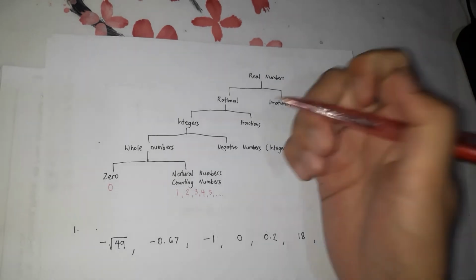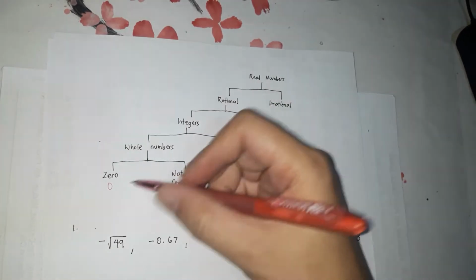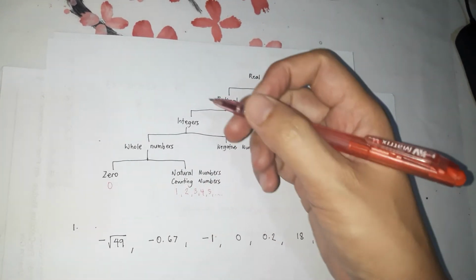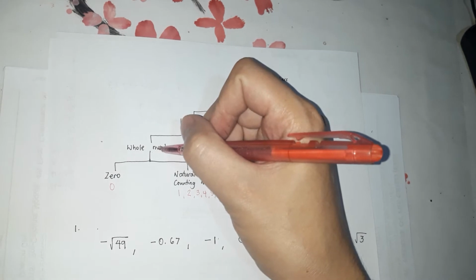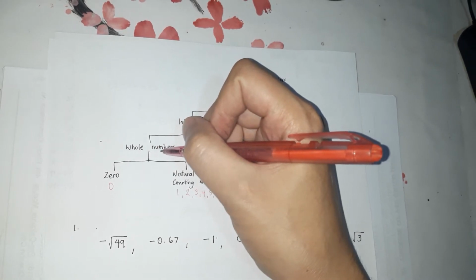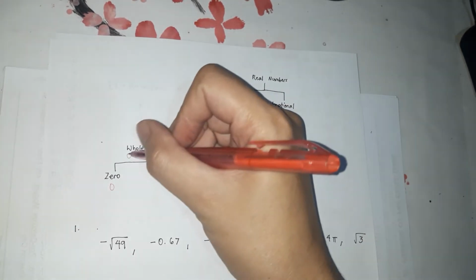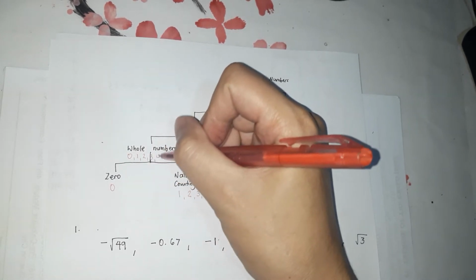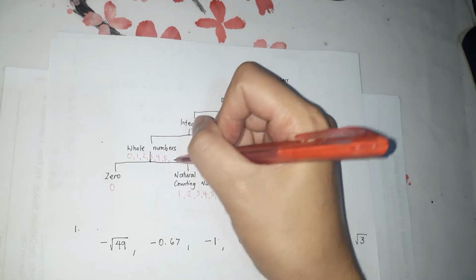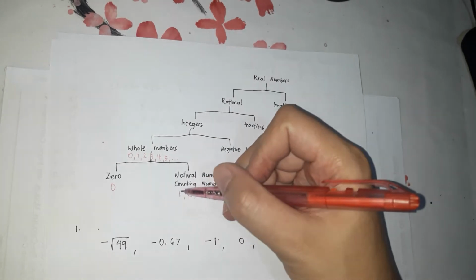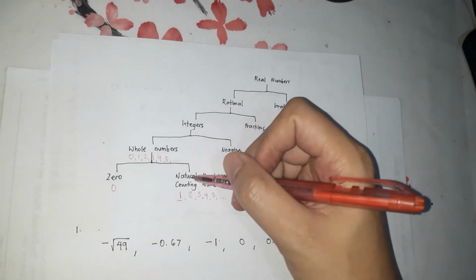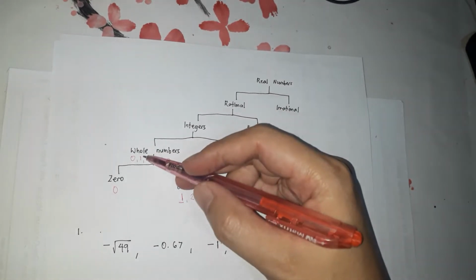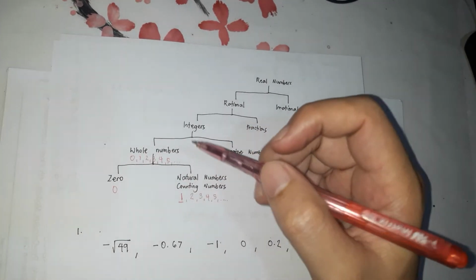So if ipagsama mo yan sila, ang 0 at saka ang counting or natural numbers, that is called the whole numbers. So ang whole numbers are 0, 1, 2, 3, 4, 5, 6, 7, 8, 9, 10, 11, 12, so on and so forth. So ang 1 is a natural number. Example, ang 1 is a natural number. Whole number rin ang 1.